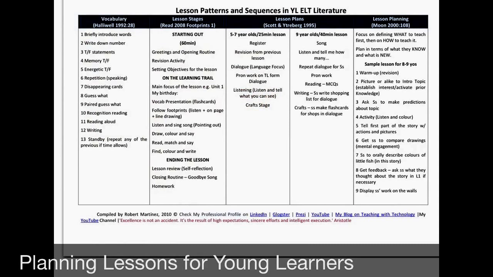For the 9-year-olds, a 40-minute lesson, so slightly older, they suggest starting with a song, listen and tell me how many or how much, repeat the dialogue for the students, do some prompt work, then reading some multiple choice questions, comprehension questions as well, not only multiple choice. Then writing at the end, students write a shopping list for a dialogue.